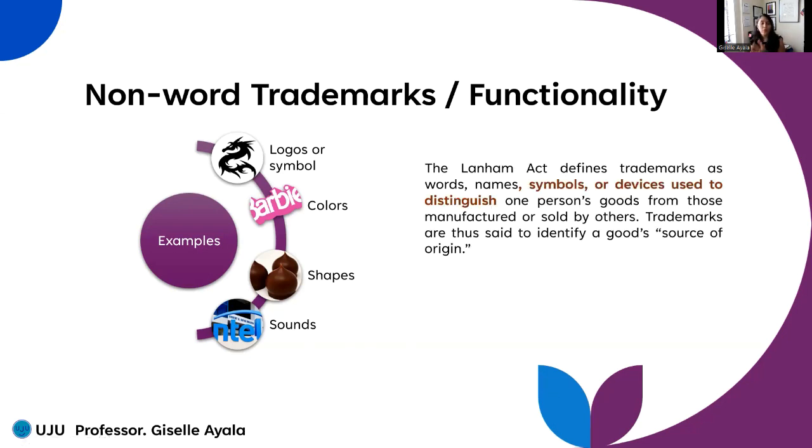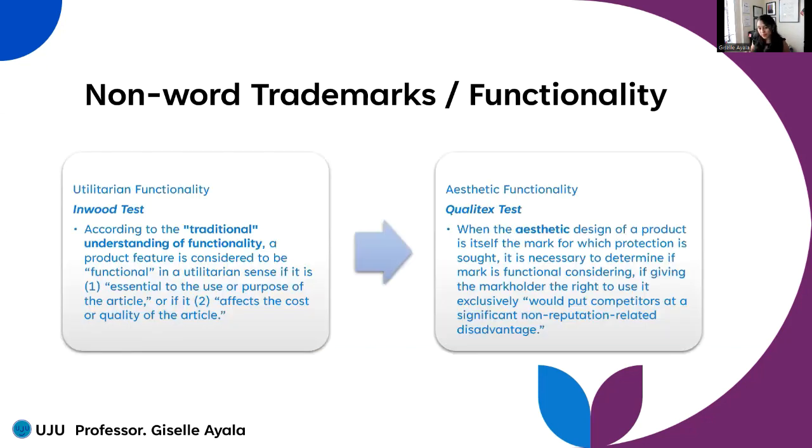And again, when we think about functionality, we think about the term trade dress. Remember, the concept of trademark is very broad, so it will cover not only words, but also other symbols or devices, as long as those devices are used to distinguish a market participant's goods from others manufactured or sold by others. Now, when we think about functionality, there are two types of functionality.